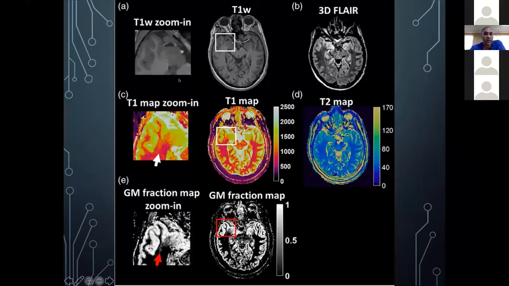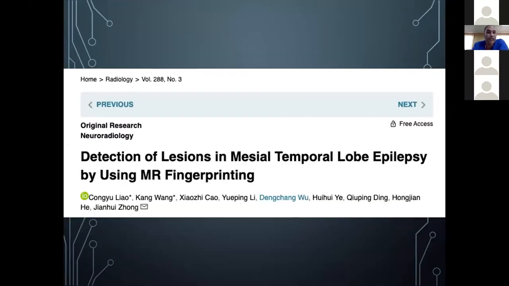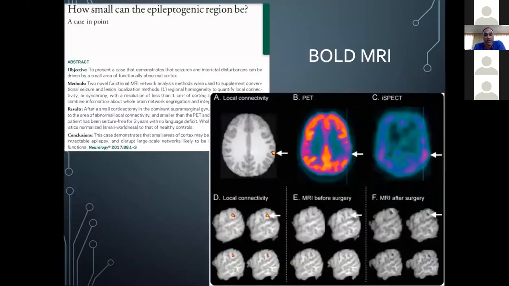This is another case where you can see the right side temporal lobe area where hardly any abnormality we can appreciate on T1 weighted images as well as on the FLAIR, but you can see on a T1 map underlying white matter abnormality can actually be seen. So these are some of the uses of these newer techniques. And similarly, you can go through this paper which got published in Radiology a few years back, where the value of using MR fingerprinting has been documented.